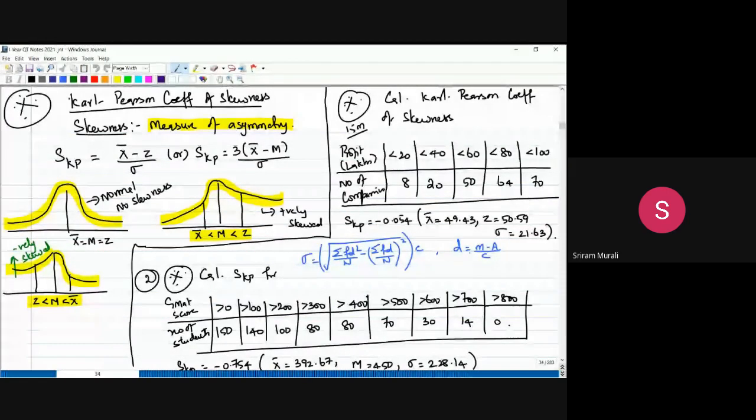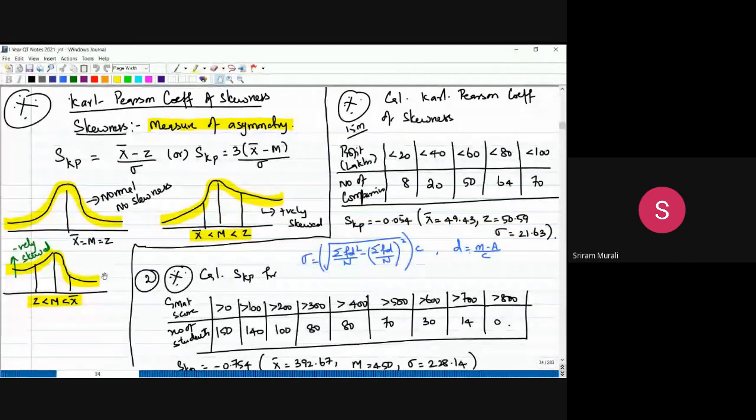Okay, we started this Karl Pearson coefficient of skewness in the last class. There are two types of skewness, I said. One is Karl Pearson coefficient, another one is Bowley's coefficient. This Karl Pearson coefficient is based on two things. One is mean, median, mode, that is mean, mode, and median. And the next one is mean, median, and standard deviation.